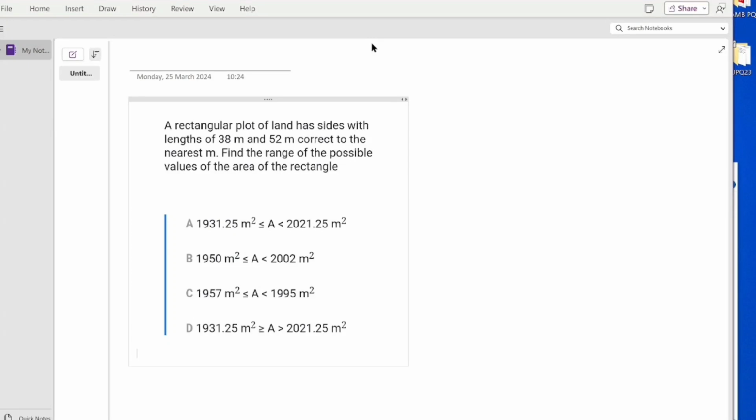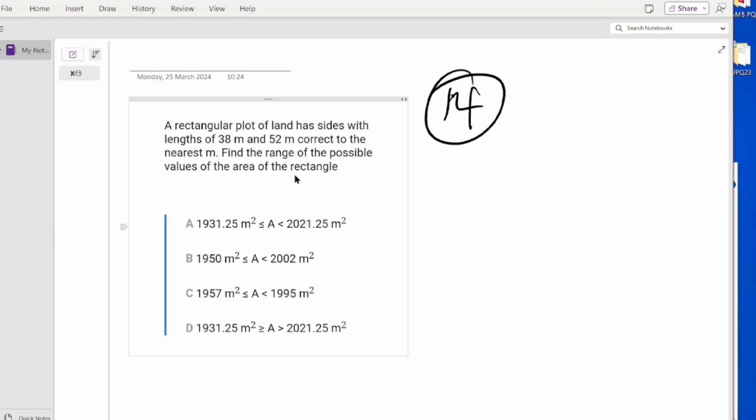The next question is the 14th question. We have a rectangular plot of land with sides of lengths 38 meters and 52 meters, correct to the nearest meter. That means it has been approximated. Find the range of the possible values of the area of the rectangle. This should be known to be an approximation question.